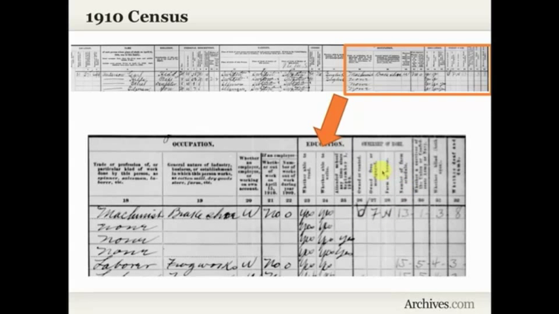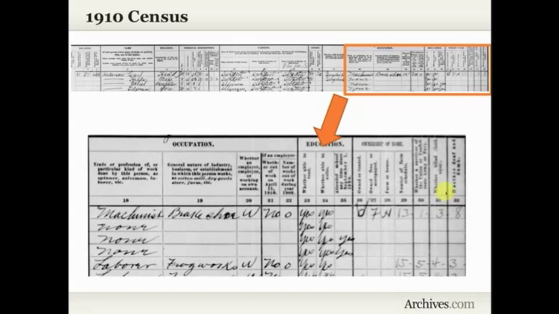Questions about home ownership, similar to what we saw in 1900. So was the home owned or rented? Was it free or mortgaged? In this case, he owned the home and he owned it free. It was a house. And again, the number on the farm schedule, but that really doesn't tell us very much.